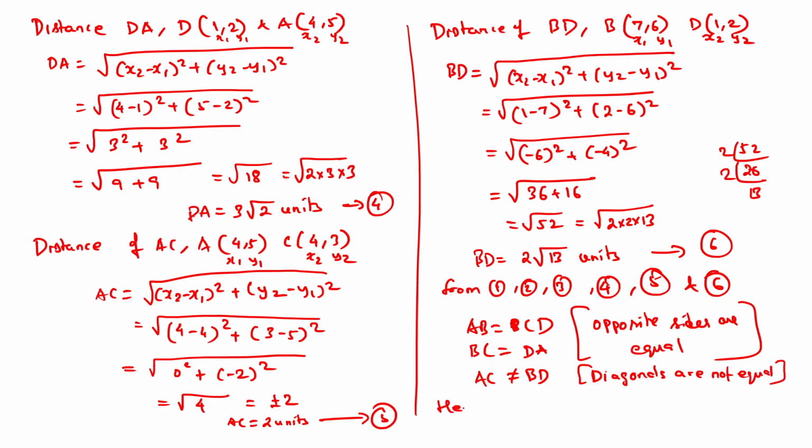So hence ABCD forms a parallelogram. If the diagonal lengths are equal, it will be a rectangle, but in this case ABCD forms a parallelogram.